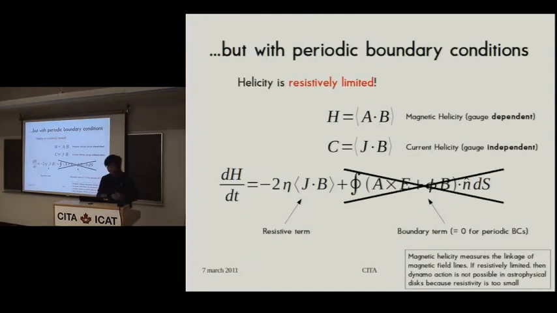If you have periodic boundary conditions, then the helicity evolution must be resistively limited, which means that any large-scale changes in the field would have to evolve on a resistive time scale, which is not what we see in the simulations. And so there's something there that is worth looking into.